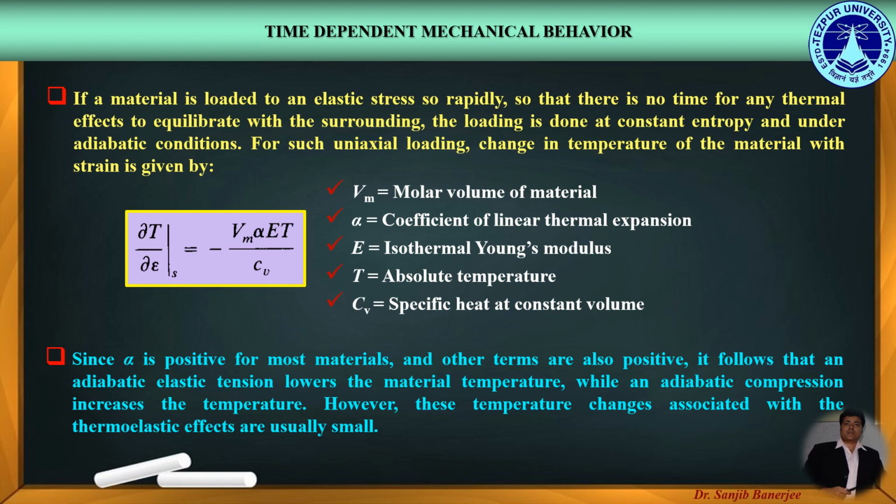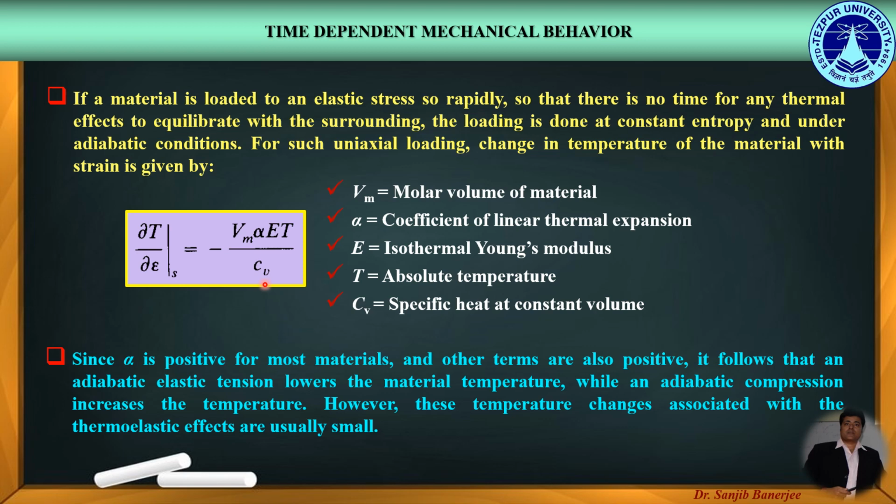Let us now study the change in temperature of a material with respect to strain. If a material is loaded to an elastic stress so rapidly that there is no time for any thermal effects to equilibrate with the surroundings, the loading is done at constant entropy and under adiabatic conditions. Now for such uniaxial loading, the change in temperature of the material with respect to strain is given by this particular equation, where Vm stands for the molar volume of the material, alpha is the coefficient of linear thermal expansion, E indicates the isothermal Young's modulus of the material, T is the absolute temperature, while Cv stands for the specific heat at constant volume.